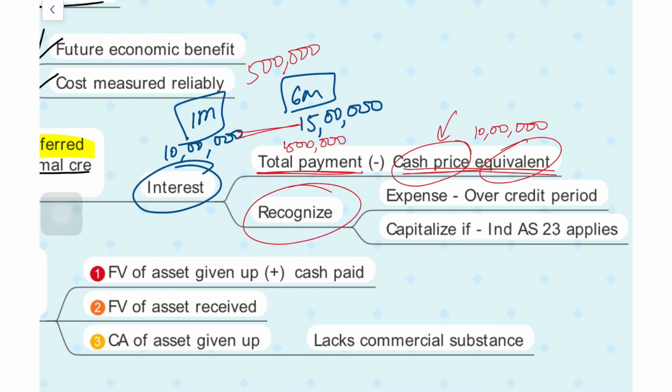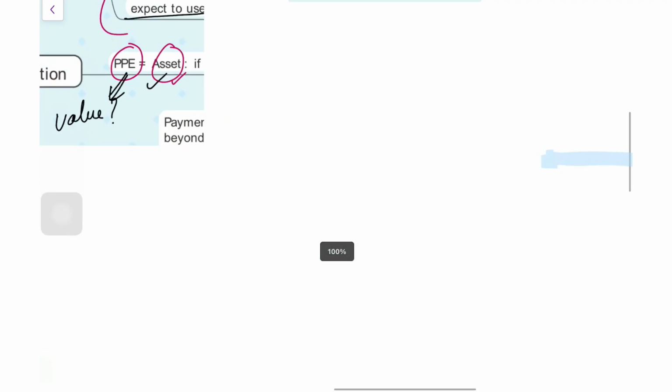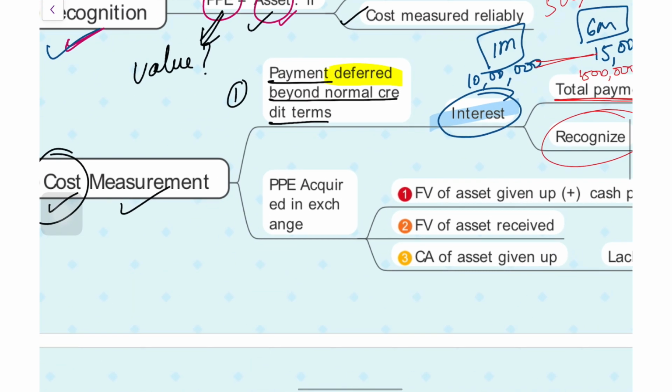So how are you going to recognize this interest? You have to expense this interest over the credit period. You have to expense it off to your P&L, like amortize it over the period. At one stretch itself you need not record it; as the period goes, you can recognize it. But there is one condition where you have to capitalize this interest. If Ind AS 23 borrowing cost is applicable and it tells you that you have to capitalize such interest, then in such case capitalize it, or else amortize it and expense it off to the P&L over the credit period. I hope you understood this.